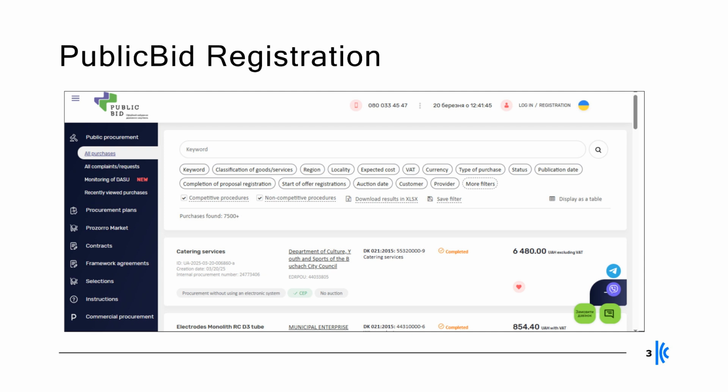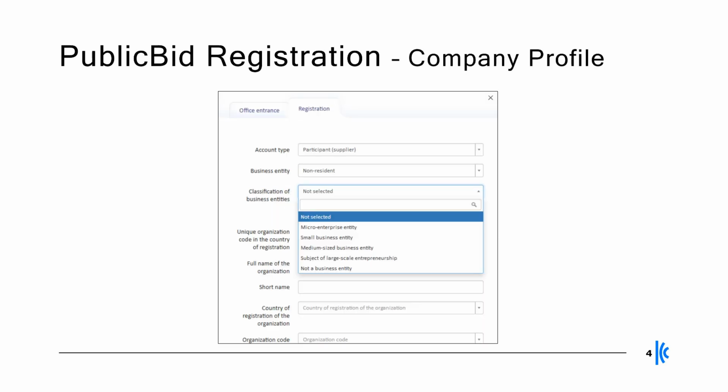Here you can see the PublicBid homepage. On the top right-hand side of the page, you can see the login registration link. Clicking on this link will bring up the registration form. This form consists of a number of sections. Here, we start with the section that covers the company profile.